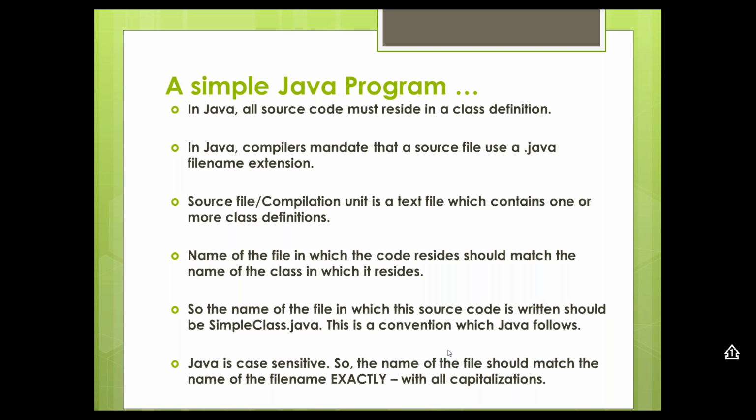So now the question is, can we define multiple classes in a file? In a file you can define multiple classes. For example, you have defined a simple class. You can define multiple classes, but there should be one class which is public. Any class that is public, you can name the file as the name of the public class.